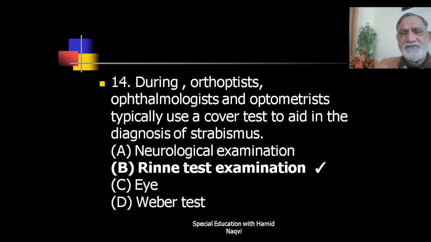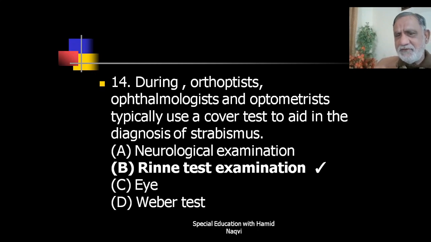Now, this is from special education section. During orthoptists, ophthalmologists and optometrists, the first one is relating to physically handicapped, next two are relating to eye or vision or visually handicapped. So during orthoptists, ophthalmologist or optometrist typically use a cover test to aid in the diagnosis of strabismus.